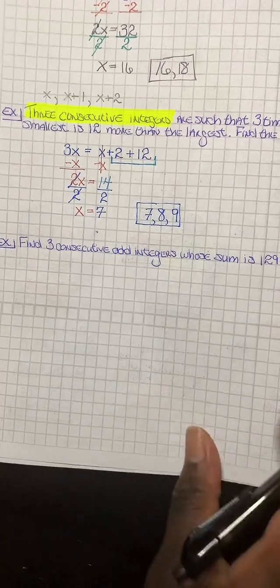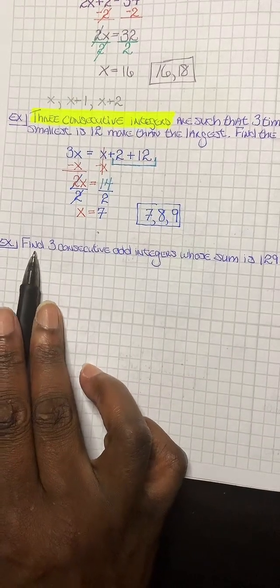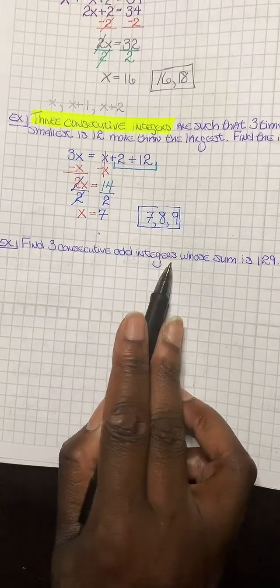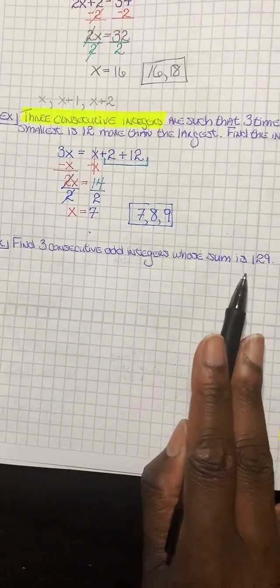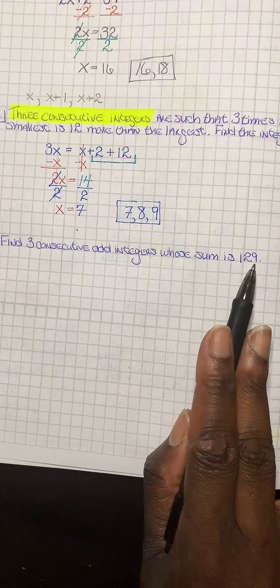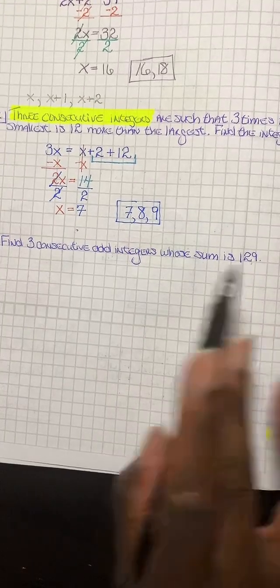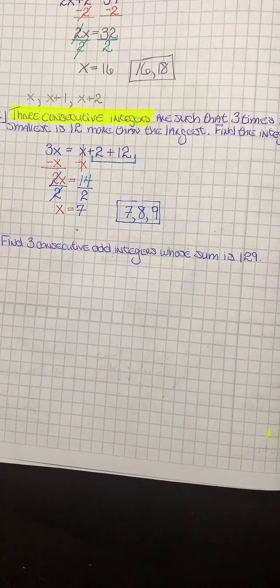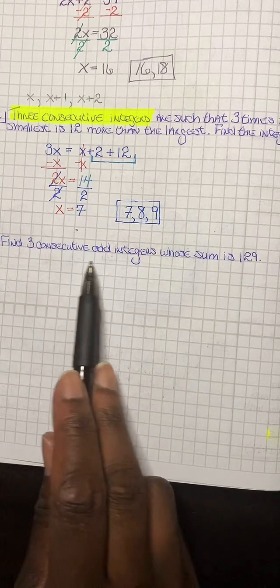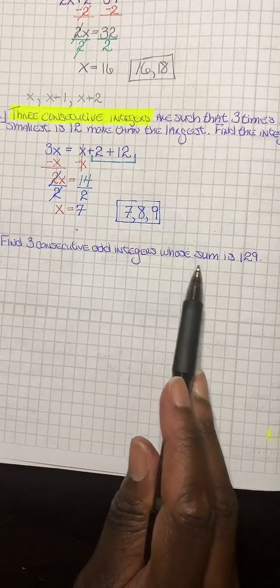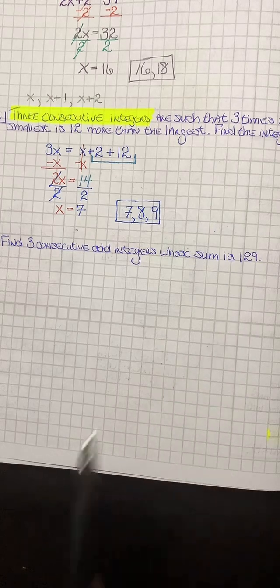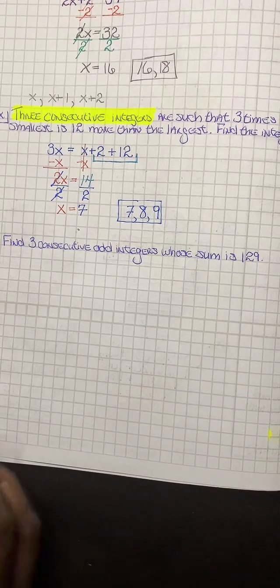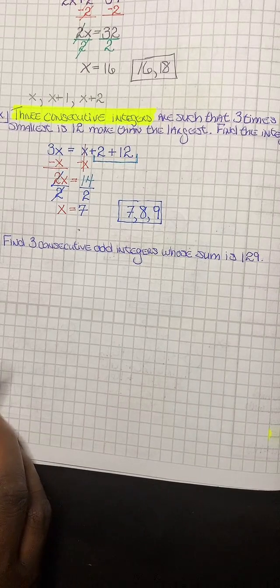All right. So now we need to find 3 consecutive odd integers whose sum is 129. I'm going to leave you alone with this one. I trust you. I have full trust in you. So give it a try. 3 consecutive odd integers whose sum is 129. I'm going to give you about a minute. All right? There you go.